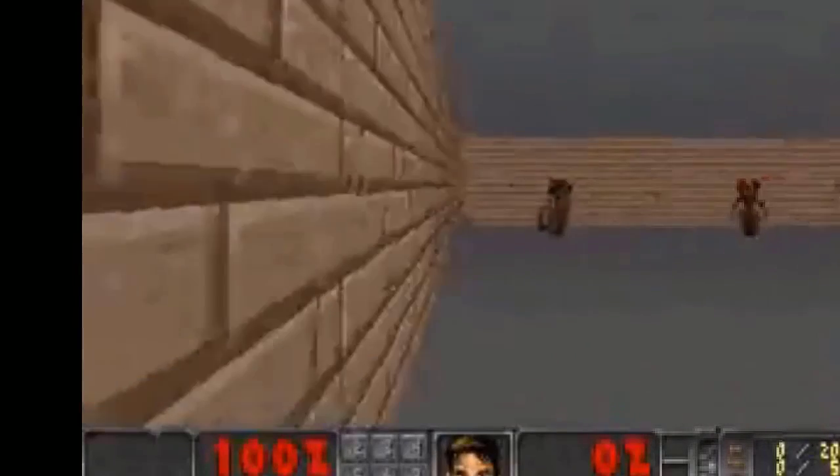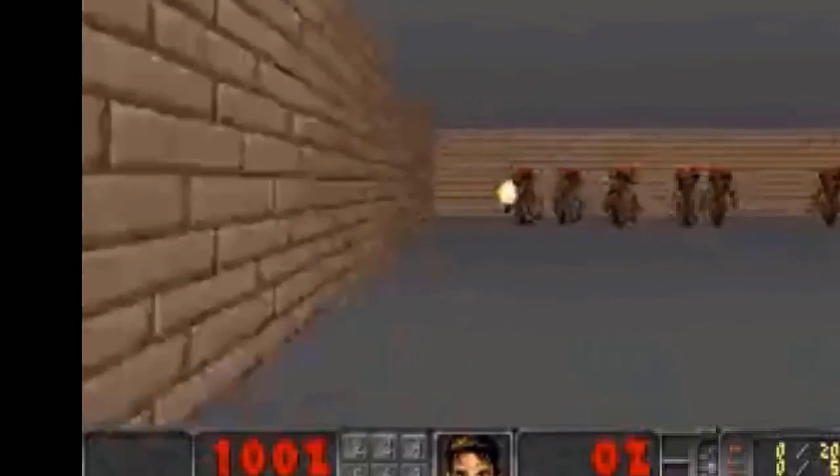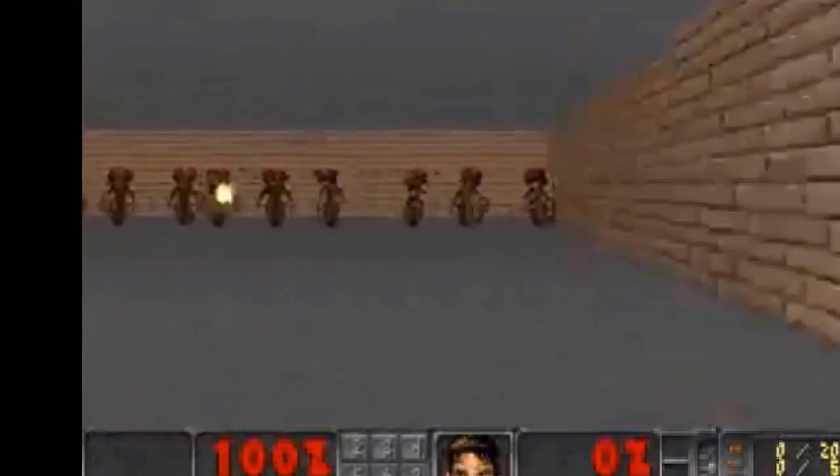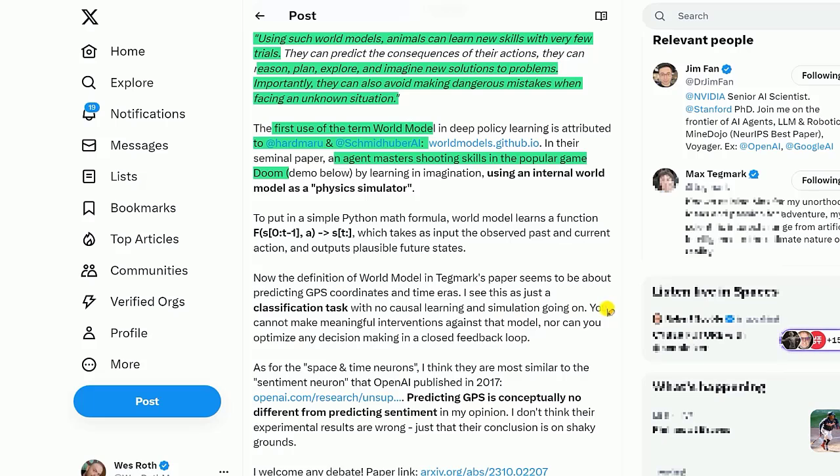Seems like it's a modified Doom where the Doom character strafes left and right in order to avoid getting hit by fireballs from a pixelated mass of, I guess those would be imps in the original Doom. And so basically what they showed is that there's an internal world model as a sort of physics simulator.